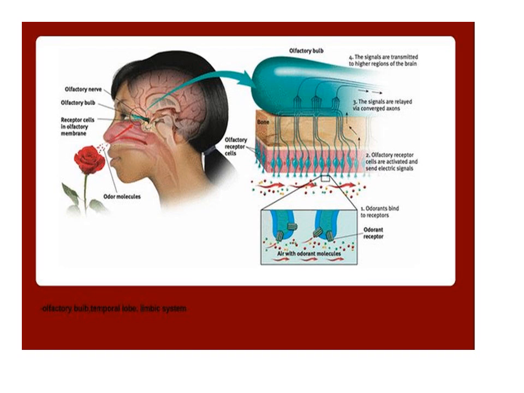Again, here's another image of it. Okay. Number 1 at the bottom here, the odorant binds to receptors. 2, olfactory receptor cells are activated and send electric signals. 3, the signals are relayed via the converged axons. And then 4, the signals are transmitted to higher regions of the brain.